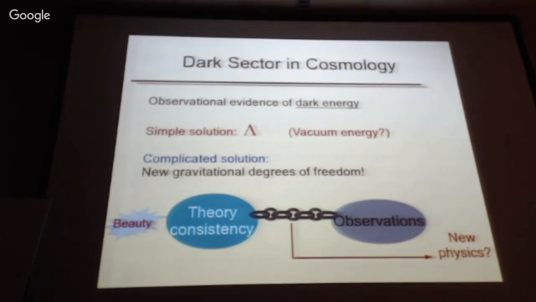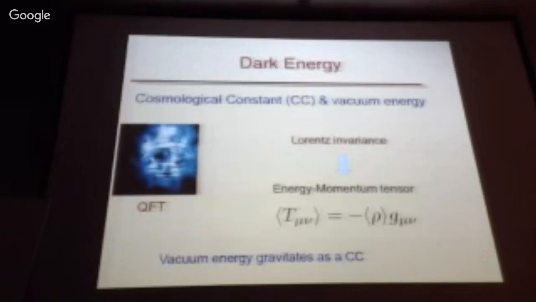So what do I need? I need a new theory that maybe has some beautiful principle behind it, and then it's tied up with observations. It explains the universe. And in this link, I might find new physics. Okay? So let's see what the problem of the cosmological constant is.